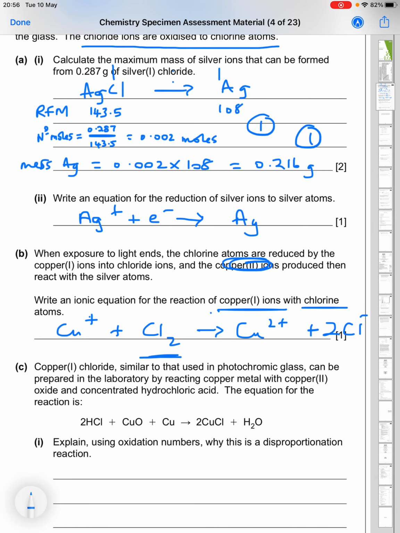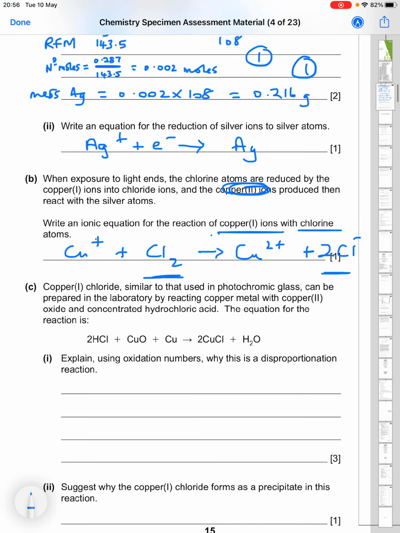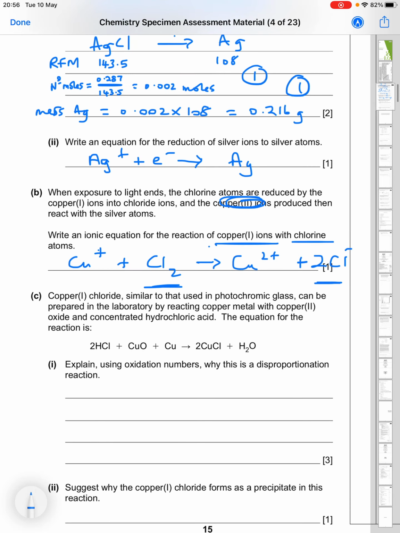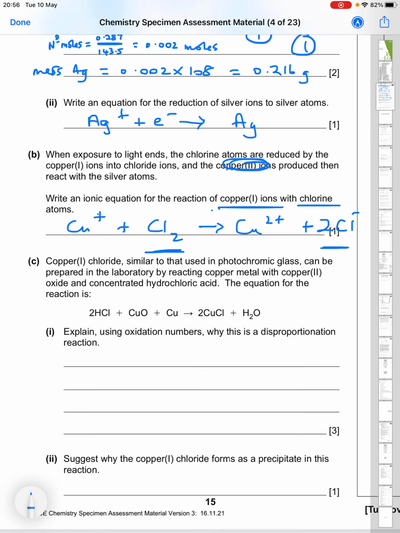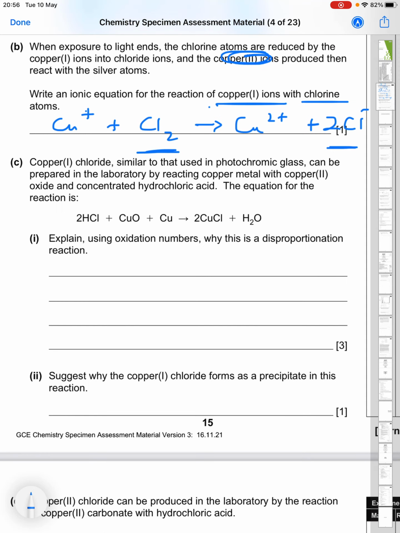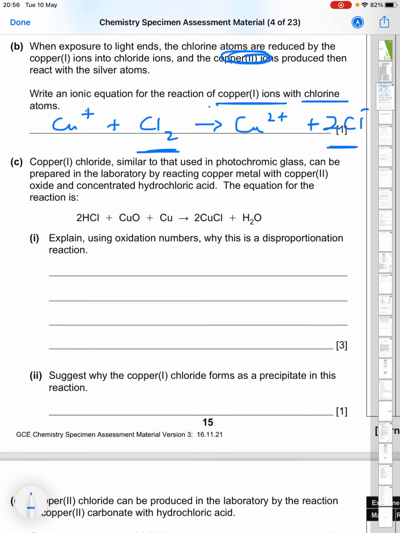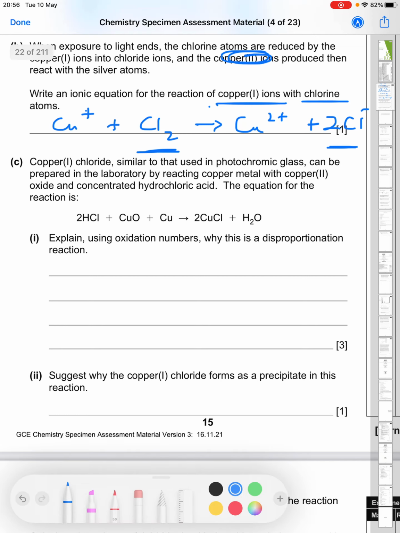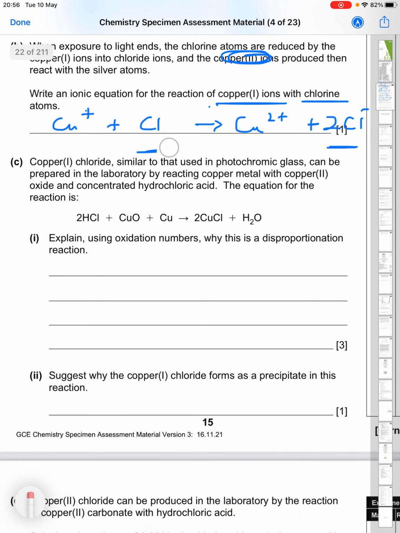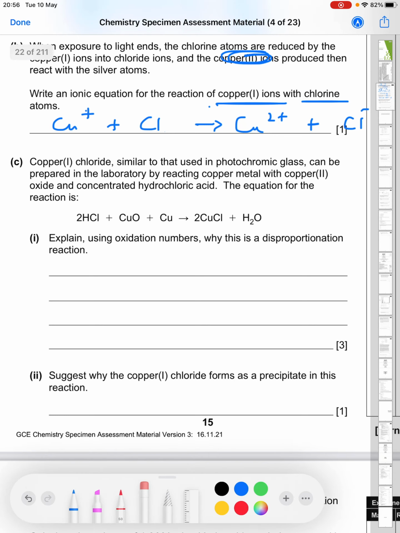Looking at the mark scheme, it just says Cl and 1 Cl minus. I'm not sure how that could actually be the case. There are a couple of mistakes in the mark scheme for this one. With it being a specimen paper, it hasn't really actually been marked by any teachers. But it says chlorine atoms, so that's where I've gone wrong. I'm going to use my discretion and go back and change that. So it should actually be Cu+ plus Cl gives you Cu2+ and Cl-.